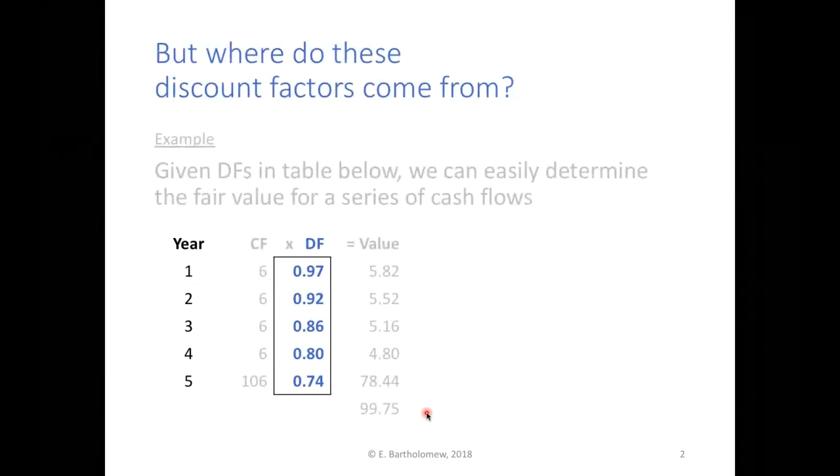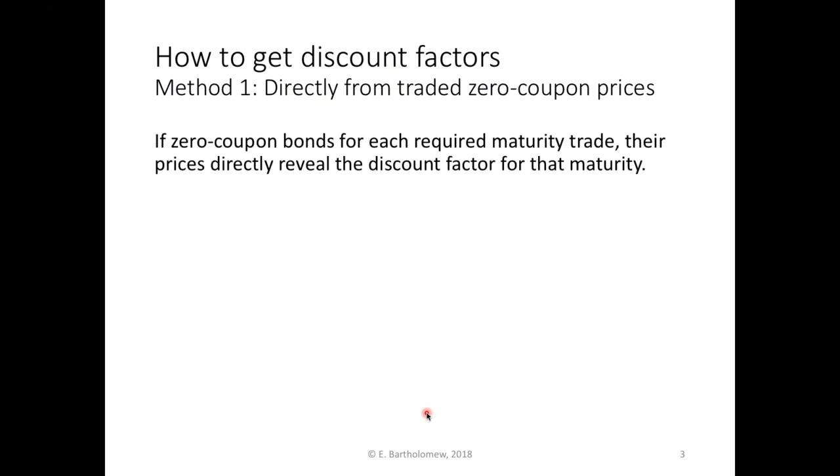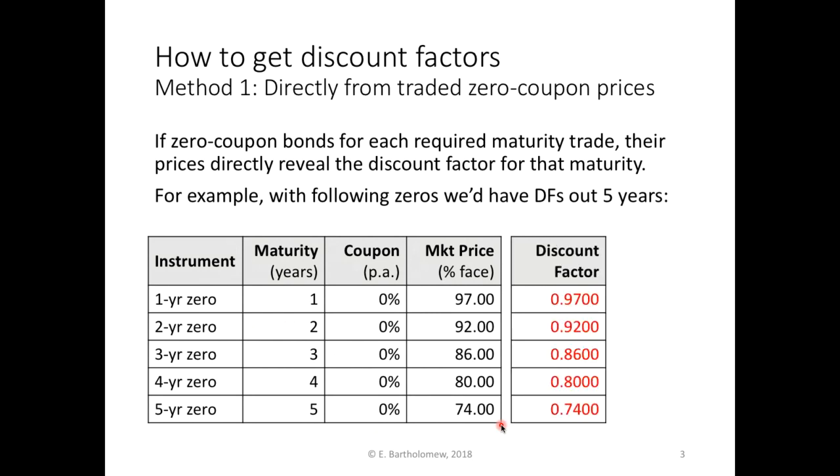But where did the discount factors come from? So that's what we'll look at now. There are a couple of methods. One method is to obtain them directly from traded zero coupon bond prices. So if we have zero coupon bonds for each required maturity date, those prices directly give us the discount factors, as shown in the example below. So we have here a 1-year zero out to a 5-year zero. Each of those is zero coupon, so they're single cash flow instruments with prices, and those prices represent the discount factors.